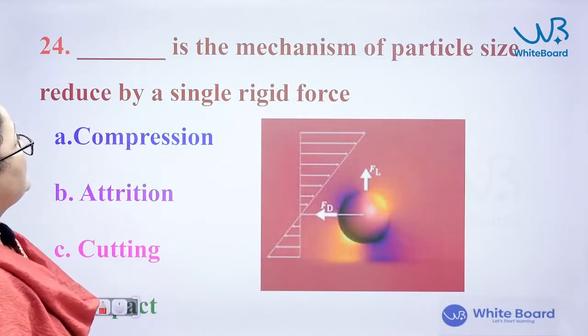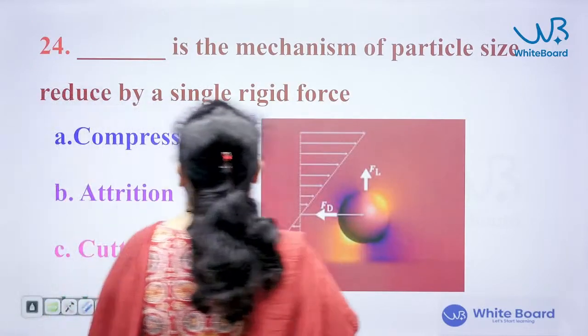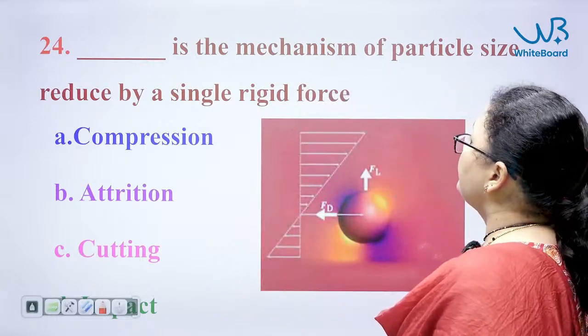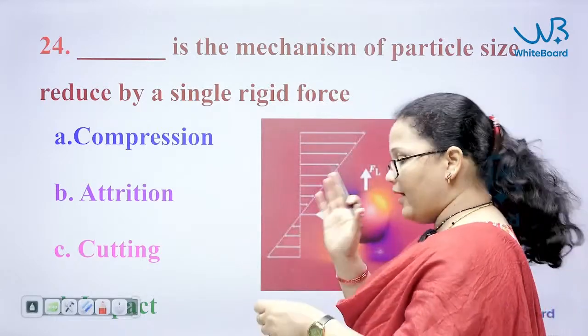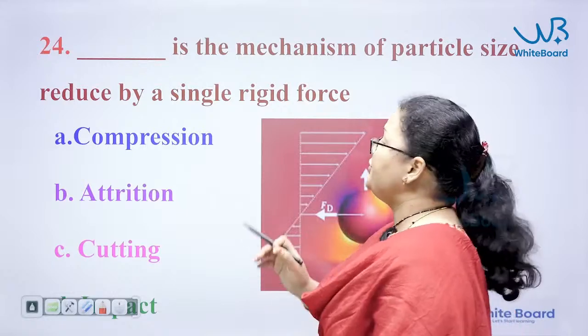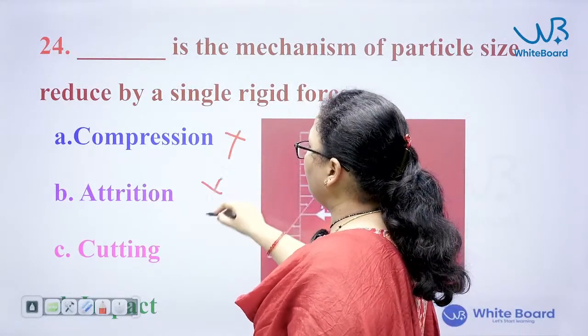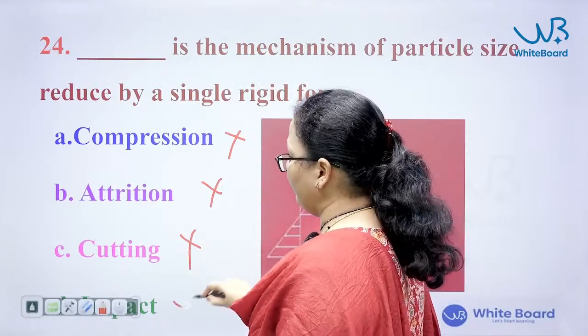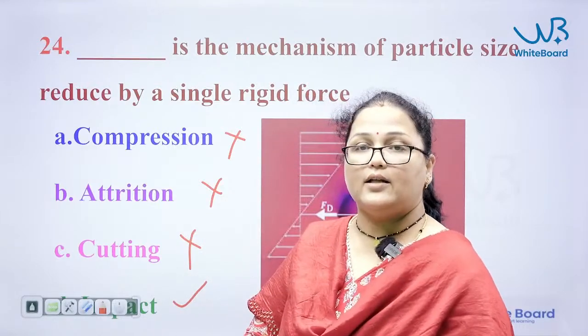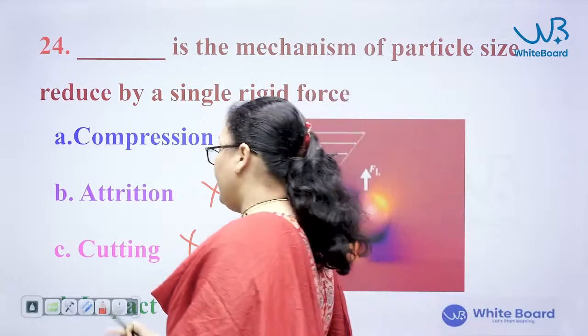Next, this is the mechanism of particle size, okay, reduced by a single rigid force. So, by applying one time force, you are reducing the particle. Compression, no. Attrition, no. Cutting, no. Impact, yes. So, the correct answer is option D, that is the impact.